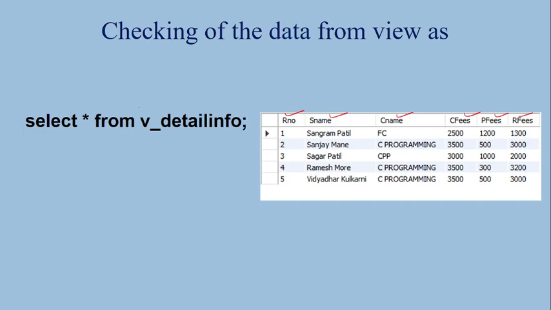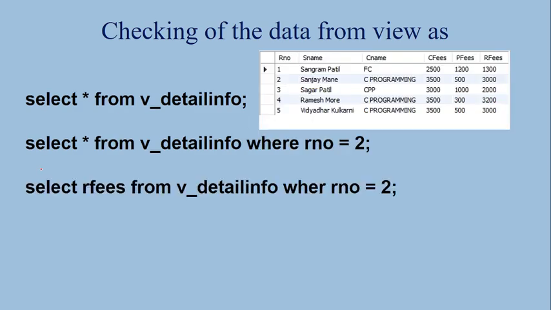And it was not directly possible by writing a simple query, it required complicated queries. So every time to get this, we would have to write complicated queries. Now if you want the data of roll number 2, directly you can write select star from v_detail_info where roll number equal to 2. It will give you only the roll number 2 data. Or if you want the remaining fees of roll number 2, you can get it directly. No need to write that complicated query which we checked at the start. So this is a basic use of a view. Whenever you want the remaining fees of any student, you can fire this query on a view directly.